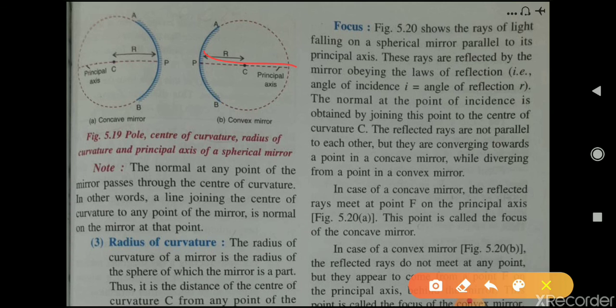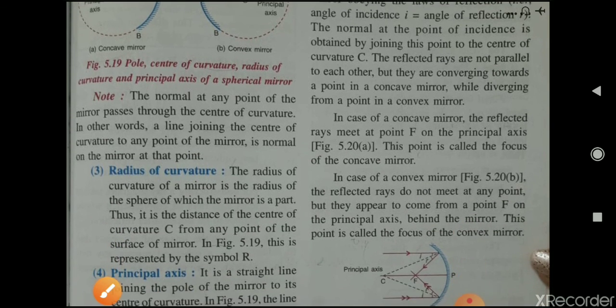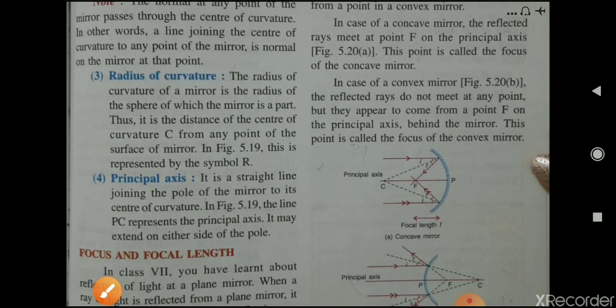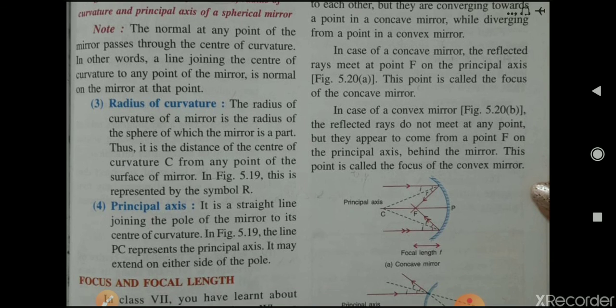Now I hope you have all understood these terms related to spherical mirrors. What you have to do is read this lesson up to here so it will be clearer to you, and we will continue the further explanation of the lesson in our next video.